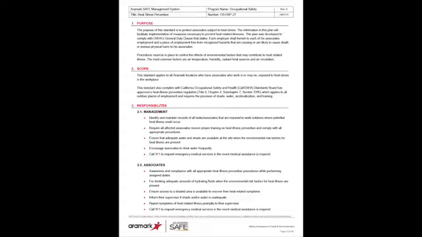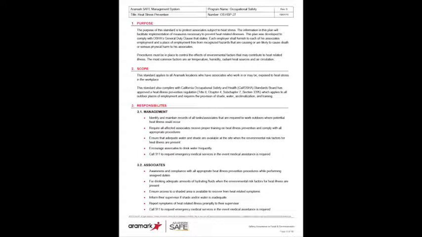Scope. This standard applies to all Aramark locations who have associates who work in or may be exposed to heat stress in the workplace. This standard also complies with California Occupational Safety and Health Standards Board's approved heat illness prevention regulation, which applies to all outdoor places of employment and requires the provision of shade, water, acclimatization, and training.